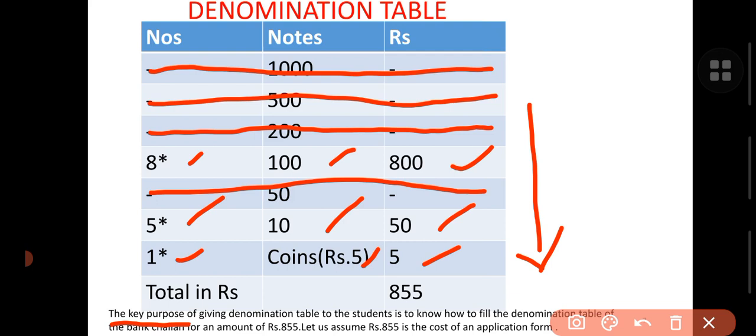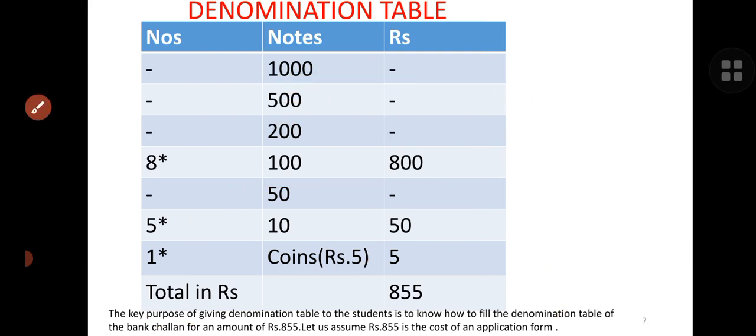This is how the student is filling up the denomination table of a bank challan. Moving on to the next example.